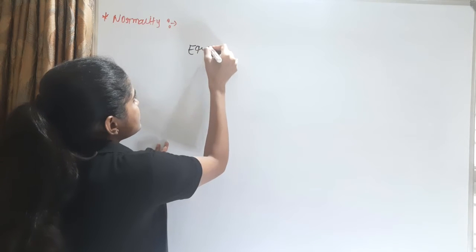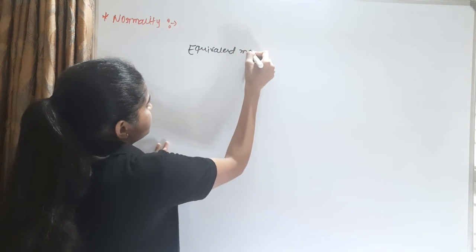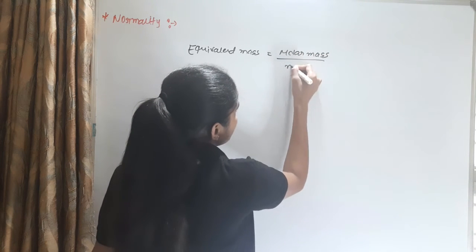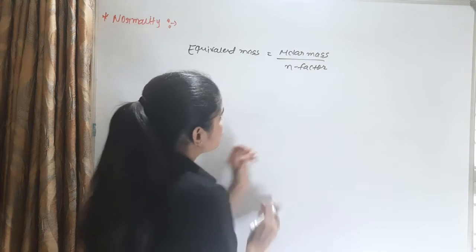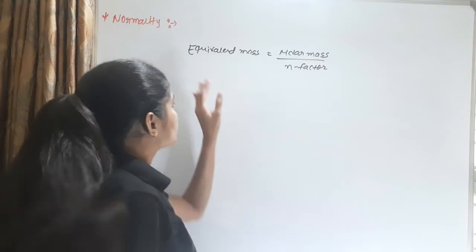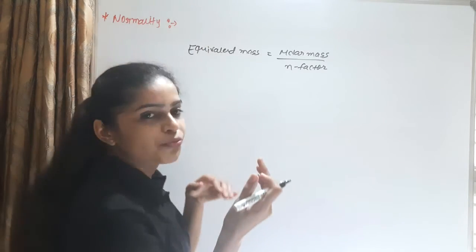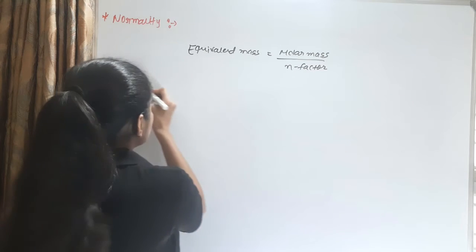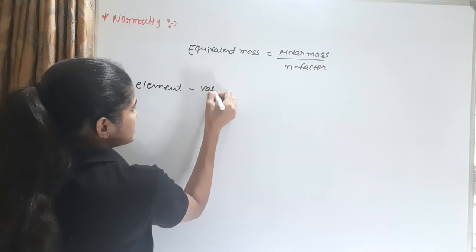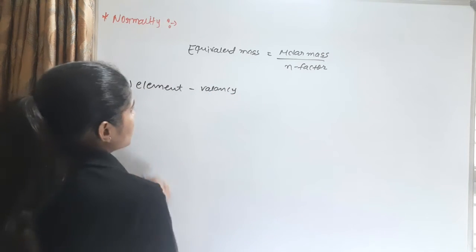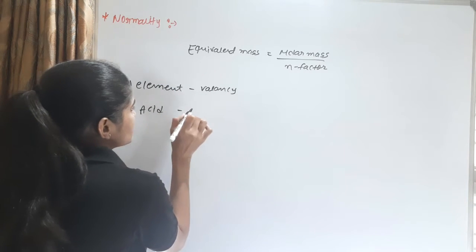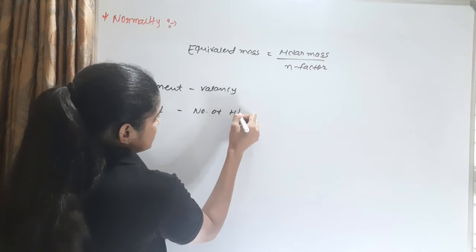Equivalent mass is equal to molar mass upon n factor. What is the n factor? How to find the n factor? First, for an element, we find the equivalent mass. Its n factor is the valency. Second, for an acid, its n factor is the number of H+.